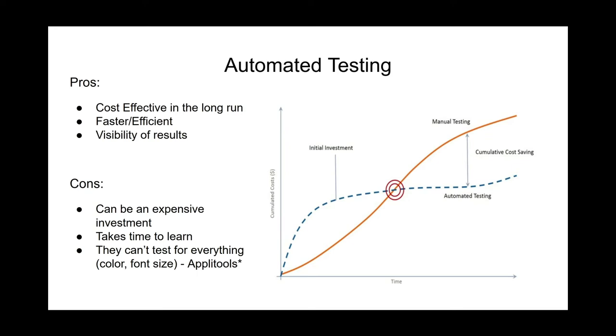However, the cons, it can be expensive. Again, having manual testers, you don't need to buy any software. They don't have to learn how to code. But with automated testing, it requires programming. Sometimes you may buy a software or a framework. You may use a framework, and there's going to be time for the person to onboard to that and figure that out. So those are things that are going to add to the cost.